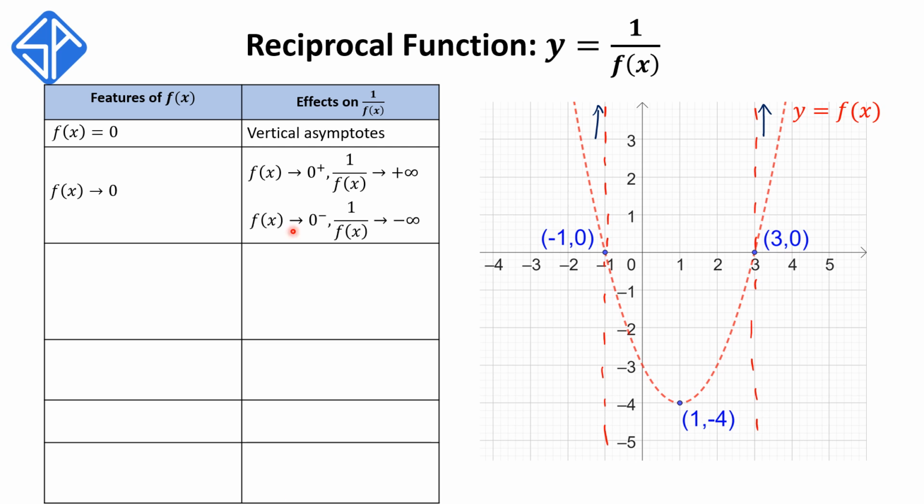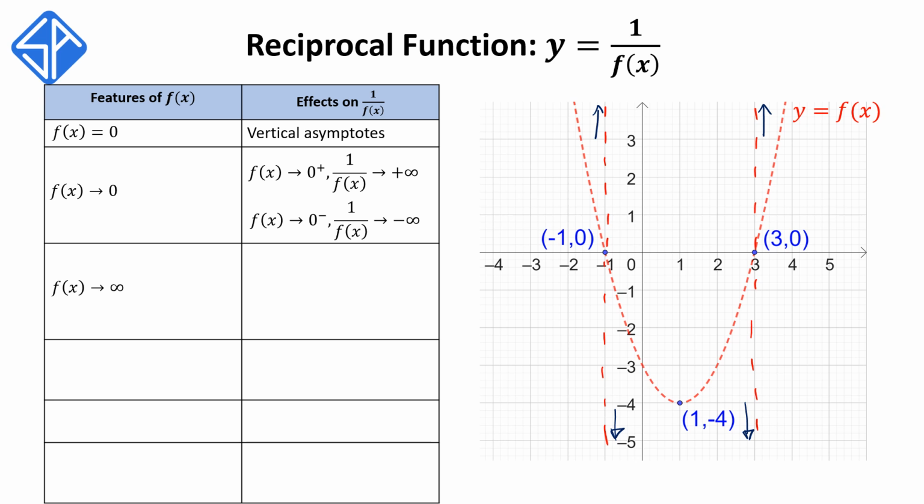Now, f of x can also approach 0 from the bottom half, meaning that we're getting closer and closer to 0, however it's slightly negative. So for example, f of x is equal to negative 0.0001. When that happens, you've got 1 divided by a very, very small negative number, so your reciprocal function is going to go towards negative infinity. So for this section of your f of x graph, the corresponding reciprocal function will go towards negative infinity.